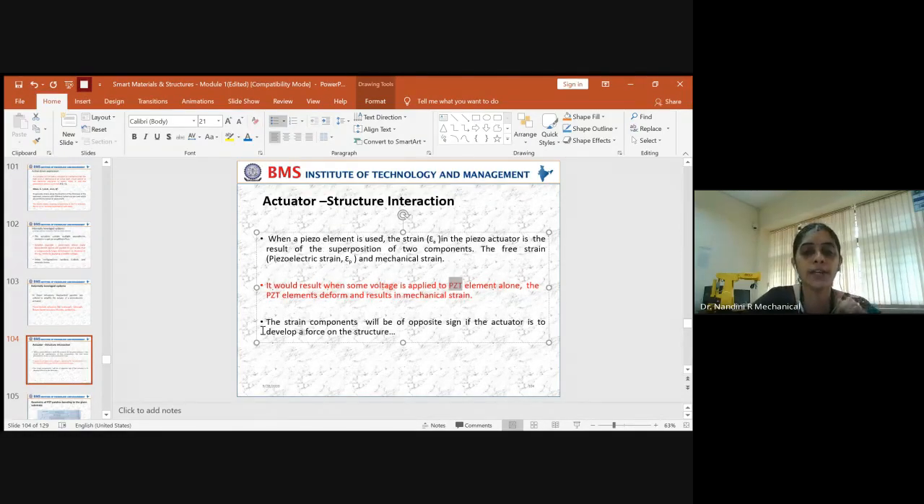The strain components will usually be of opposite sign if the actuator is to develop a force on the structure. So if the actuator develops some force on the structure, the strain components of both will be opposite in nature. If the actuator is causing any force on the structure or the substrate on which it is resting, then the piezo strain and the mechanical strain will both be of opposite sign.